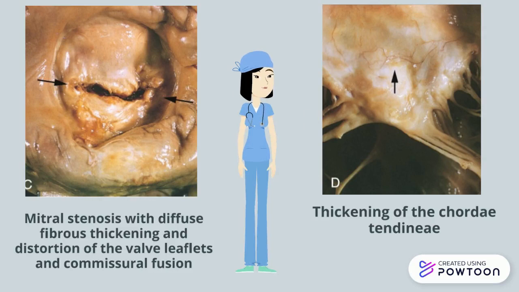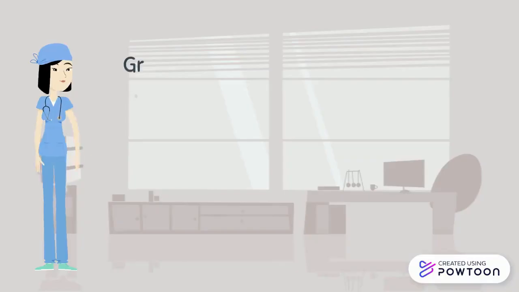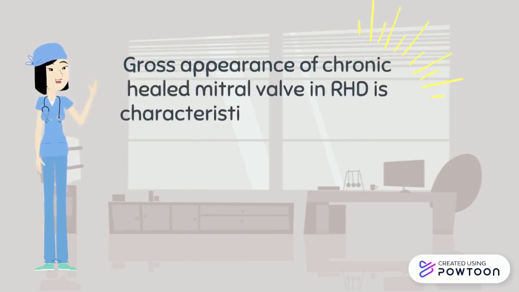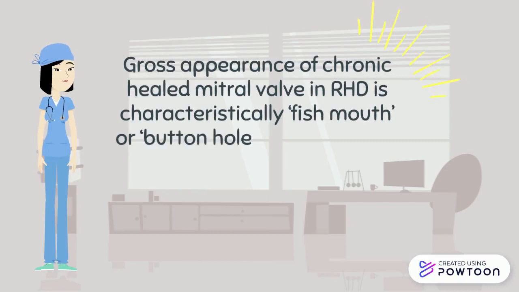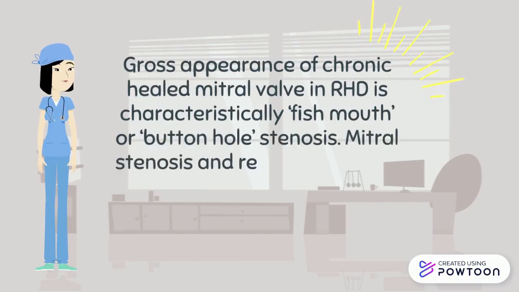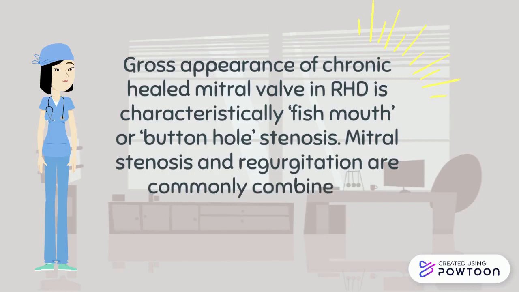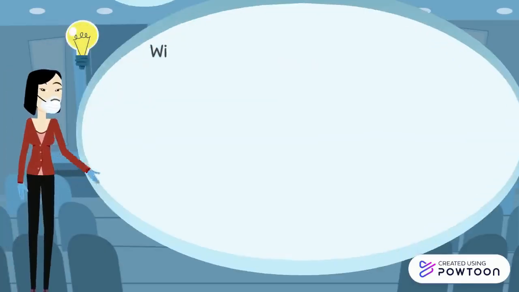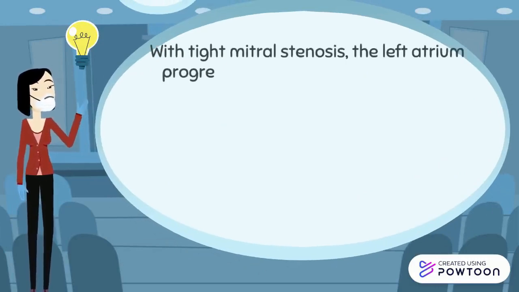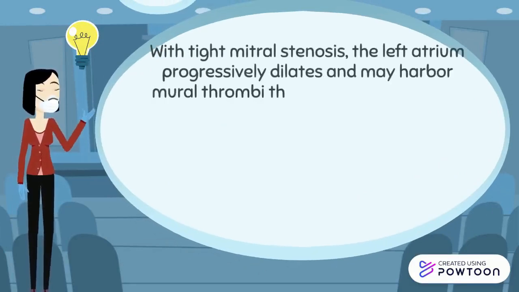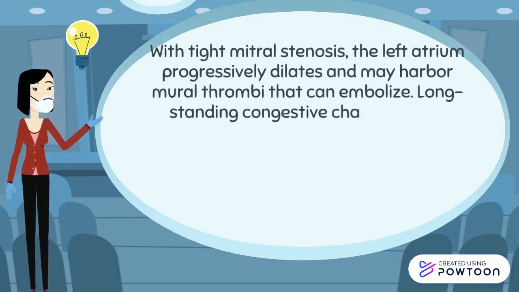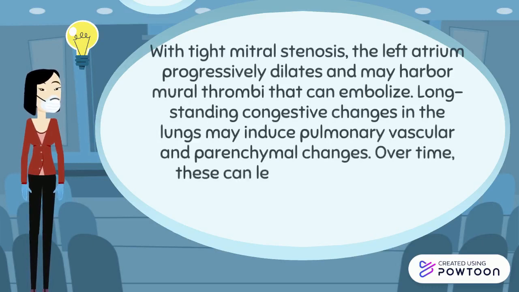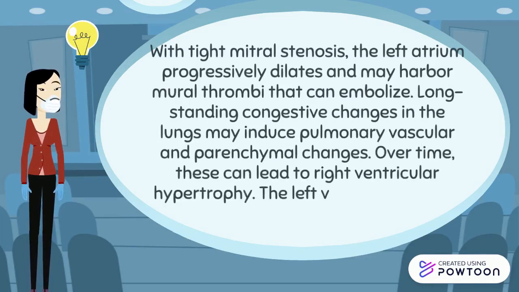Fish mouth stenosis is created by the calcification and fibrous bridging across the valvular commissures. Mitral stenosis and regurgitation are commonly combined in chronic rheumatic heart disease, and calcific aortic stenosis may also be found. With tight mitral stenosis, the left atrium progressively dilates and may harbor mural thrombi that can embolize. Long-standing congestive change in the lungs may induce pulmonary vascular and parenchymal change that can lead to right ventricular hypertrophy, and this is largely unaffected by isolated pure mitral stenosis.